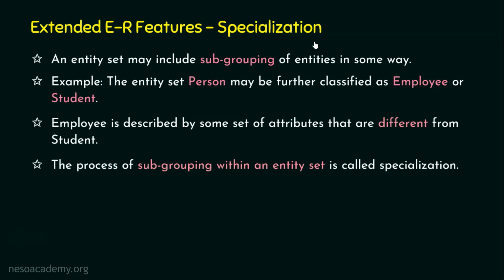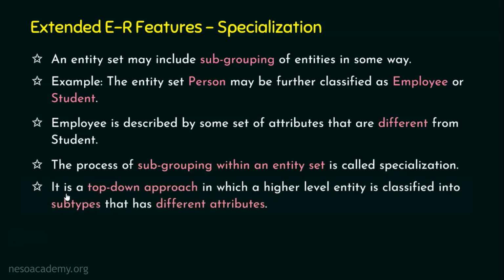And the answer is it follows a top-down approach because the higher level entity, which is the person, is divided into two subtypes or sub-entities like employee and student. So, higher level is classified into subtypes employee and student. That is why it is a top-down approach in which a higher level entity is classified into subtypes that have different attributes. Anyway, when we see some examples, it will be easy for you to understand. For now, just understand specialization follows a top-down approach.